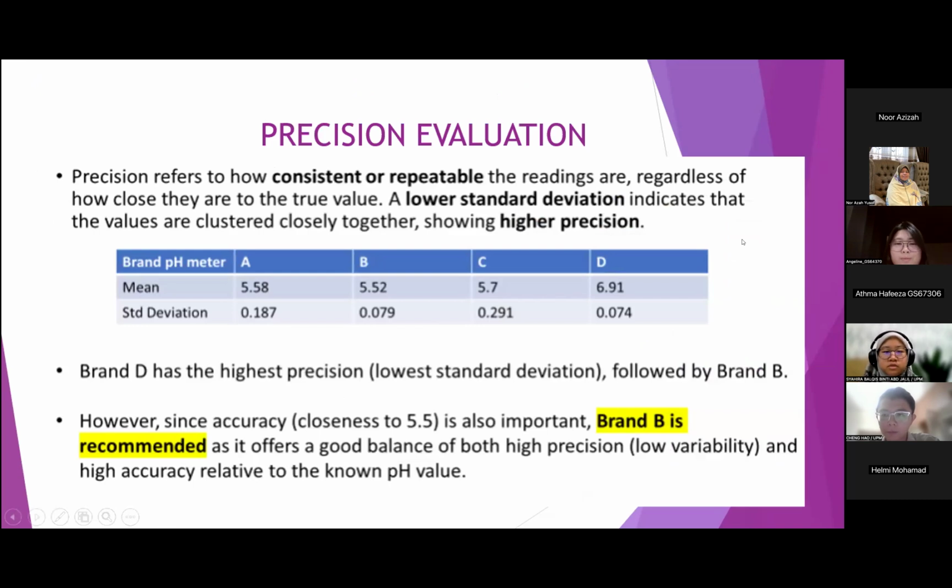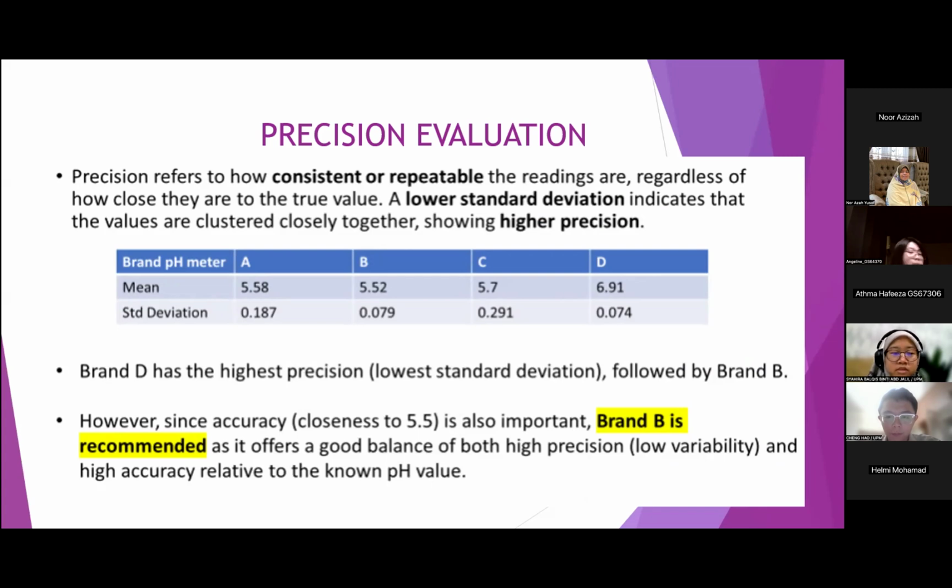I'll be continuing on the precision part. So, what is precision? Precision refers to how consistent or repeatable the readings are, regardless of how close they are to the true value, which we know is 5.5. In this case, standard deviation plays a very big role in choosing which pH meter is the best, because a lower standard deviation indicates that the values are clustered closely together, thus showing higher precision.